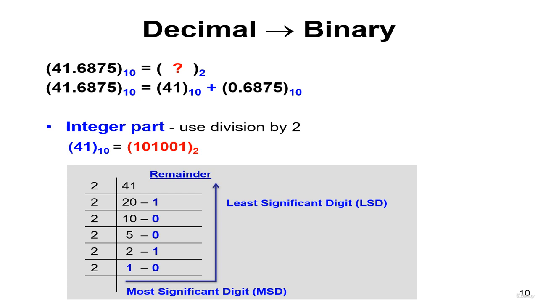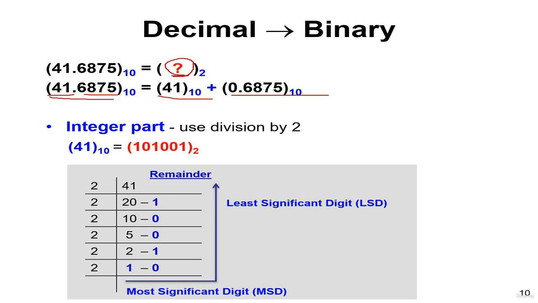So let's say we have a number 41.6875 in decimal, and we are asked to find out the equivalent number in binary, right? As we studied earlier, this number consists of two parts: one is the integer part, the other one is the fractional part, right? We would convert both of them separately, and later we can join them together in order to obtain this number. For the integer part, while converting it, we will carry out continuous divisions by 2 and note the remainders in each step, right?